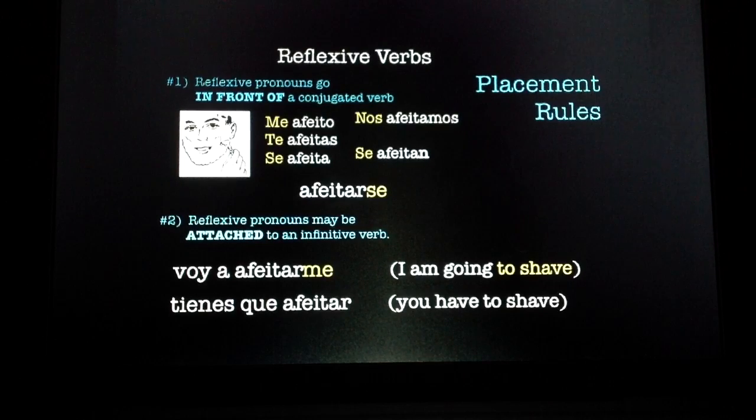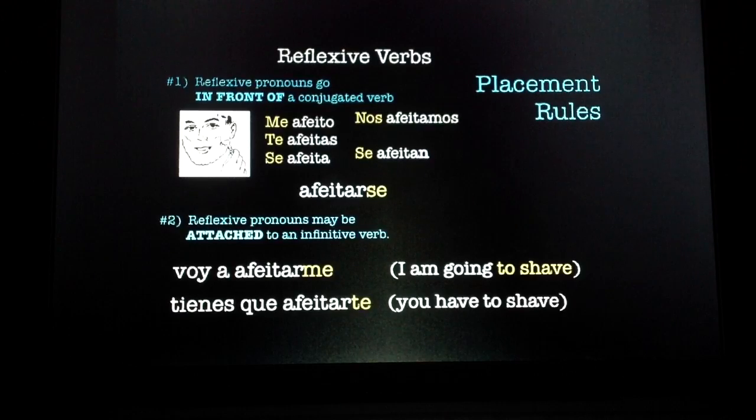So, tienes que afeitar, once again, that would be interpreted as you have to shave somebody else. I want you to say that you have to shave, like your face is all scraggly, okay, you have to shave. Or whatever it was that you're going to shave on your body. So now I need the appropriate reflexive pronoun. It's in the tú form, so that means I'm going to use te. And if I follow placement rule number 1, it goes in front of tienes, because that's the conjugated verb. So te tienes que afeitar means you have to shave. But placement rule number 2 states that I can attach it to afeitar, and I can say tienes que afeitarte. Means the exact same thing.